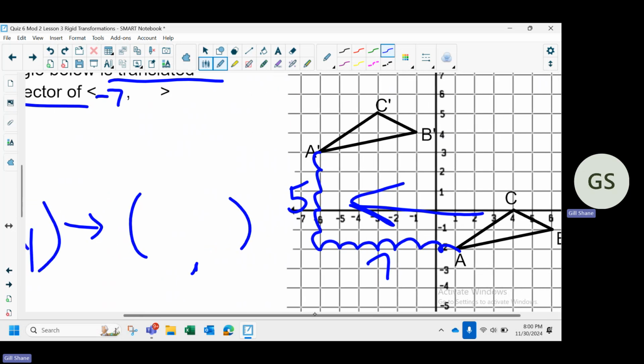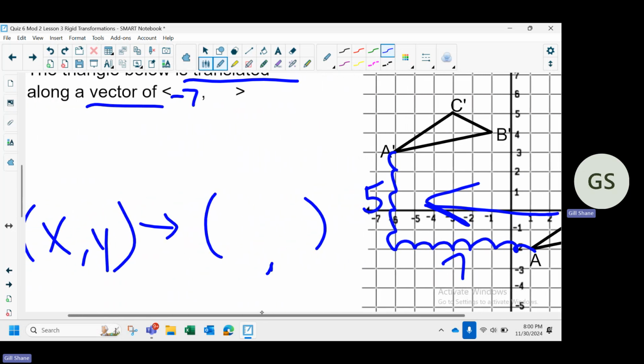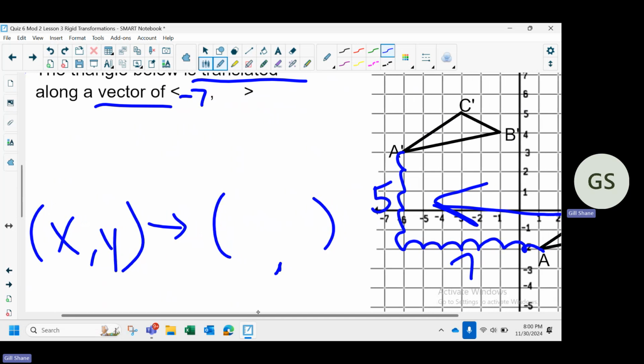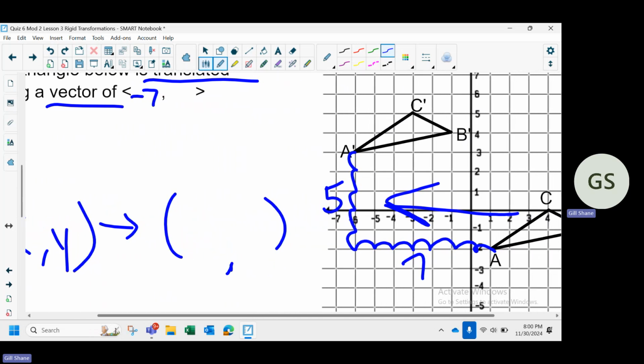So again, we're trying to figure out what was the vector for the translation, like meaning how far did it move and which direction? Well, to the left is -7. Up, which would be the y value, well, up is positive. If I'm going up, I'm going toward the positive y values. So that means I have a +5. Again, kind of like rise and run. Going up for rise is positive. So that's the answer. That was all there was to it.